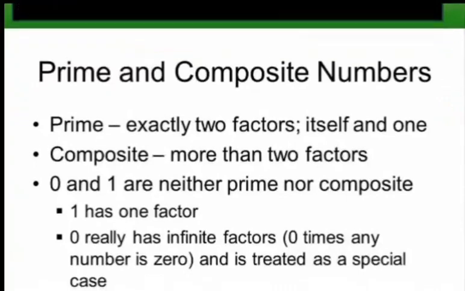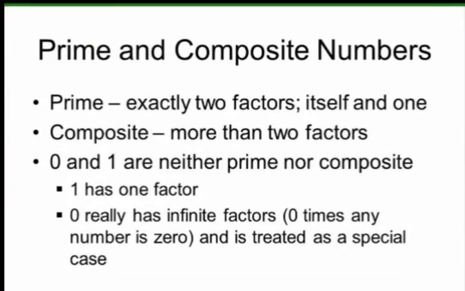Now, let us discuss these points 0 and 1. What are the properties of 0 and 1? 0 and 1 are neither prime nor composite. This must be remembered. This is a key point. 0 and 1 are neither prime nor composite numbers.